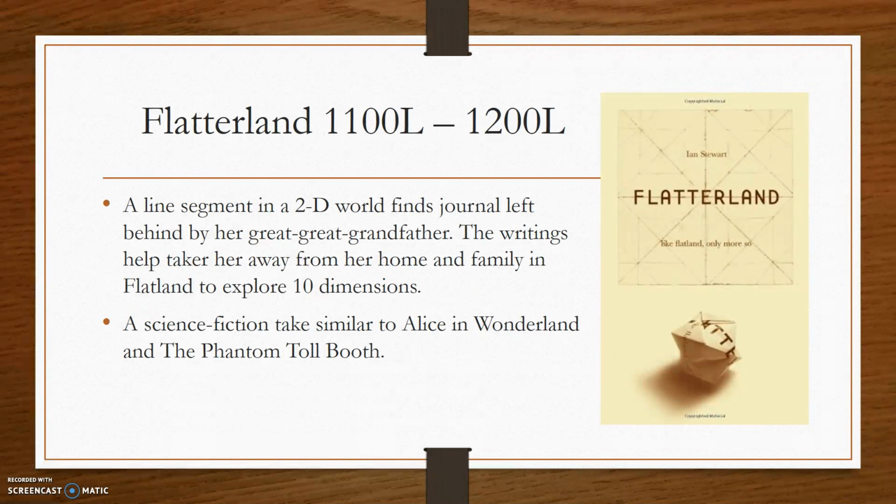My third tech set book is Flatterland. So this one is unrelated to the first two. It's basically there's a line segment who lives in a 2D world who found a journal that was left behind by her great great grandfather, and the writings end up helping her find a thing called the Space Hopper, which takes her exploring all the different dimensions all the way up to the 10th dimension. And it's really Alice in Wonderland sci-fi, like things are weird, but it's a neat kind of book.